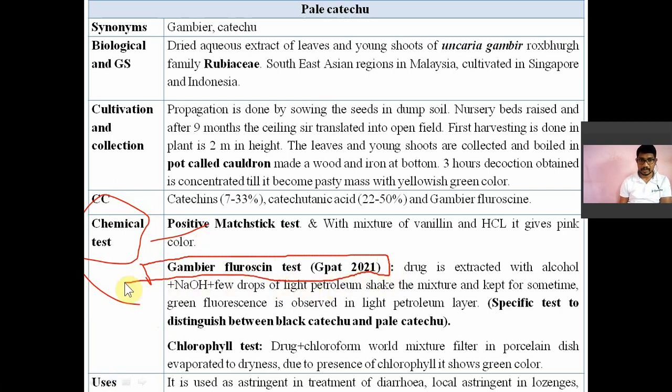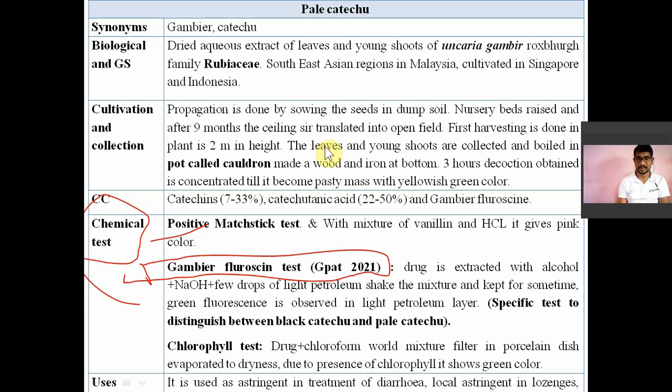Okay, Gambier rosin test. This was a question in GPAT 2021. Pale catechu and Acacia catechu can be differentiated by this test. The drug is extracted with alcohol, and sodium hydroxide and a few drops of light petroleum are added. Shake the mixture and keep it aside for some time. Green fluorescence is observed in the light petroleum layer, which is a specific test to distinguish between black catechu and pale catechu. Black catechu means our Acacia catechu.